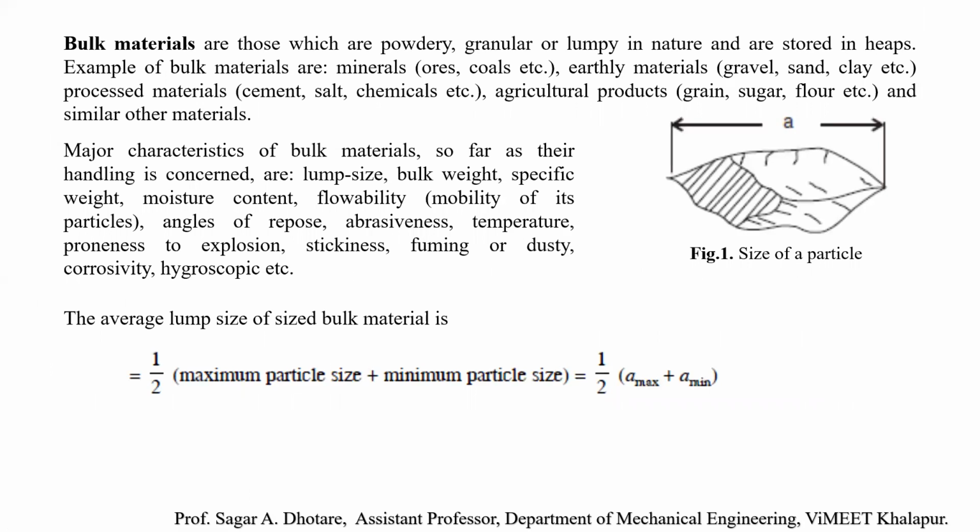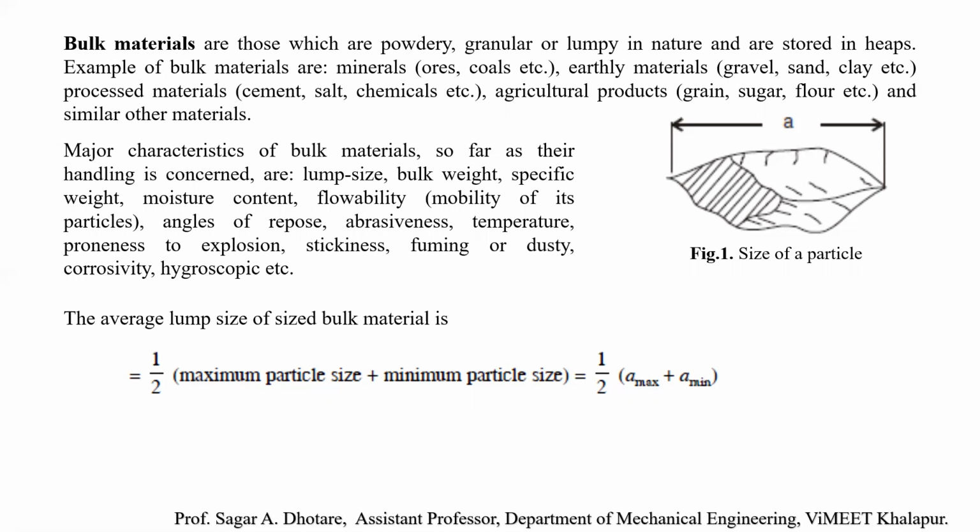Then about the bulk type of material, those are in powder form, granule or lump in nature, and are stored in hoppers. Examples of bulk material are minerals, where we are using coal or in coal mines, then earthy materials like gravel, sand, clay, then processed material like cement, salt, chemicals, agricultural products like sugar, grain, flour, and similar other materials having such kind of physical appearance.